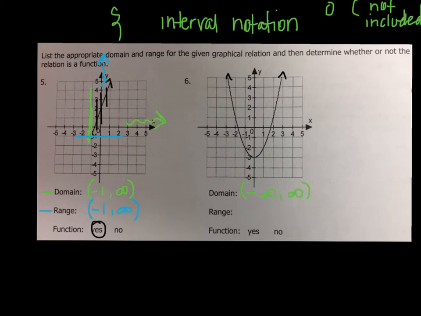Infinity always gets a parenthesis. Okay? So again, domain is left to right. Range is bottom to top.